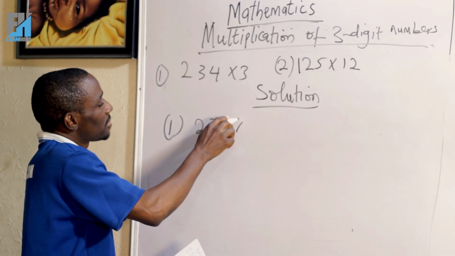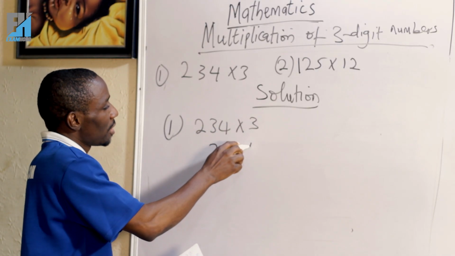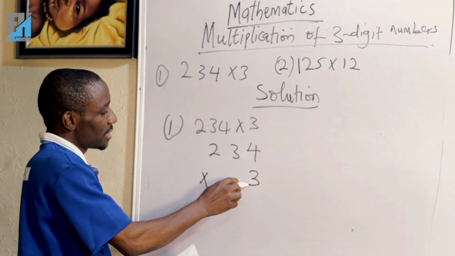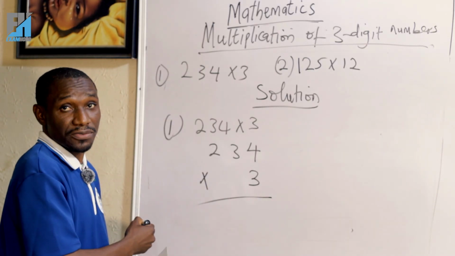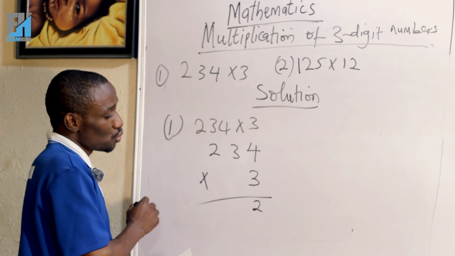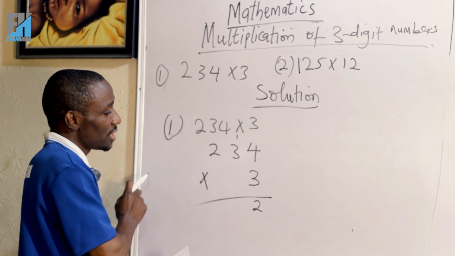234 times 3. You arrange it this way: 234 times 3. You put a 3 here. I multiply from your right to your left. 3 times 4 gives you 12. You write 2 and carry 1. Put the 1 here. 3 times 3 gives you what?